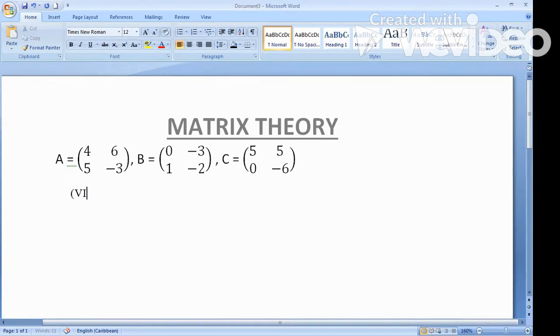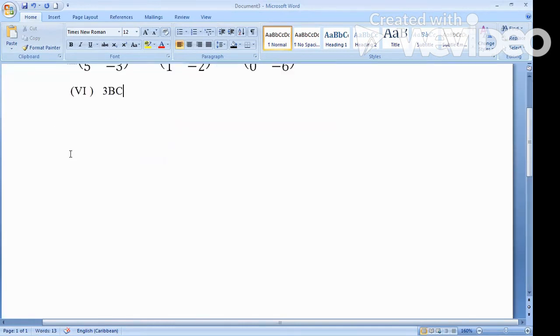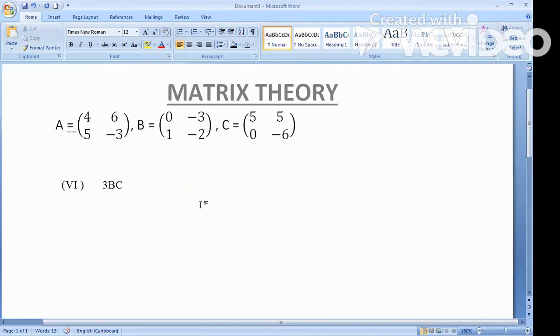All right, so 6 was 3 multiplied by BC. Anybody remember what I said to work this out? You multiply. I think you said 3 times everything in B only, then times by C. Very good.